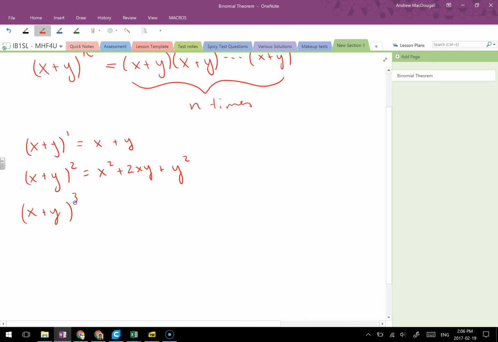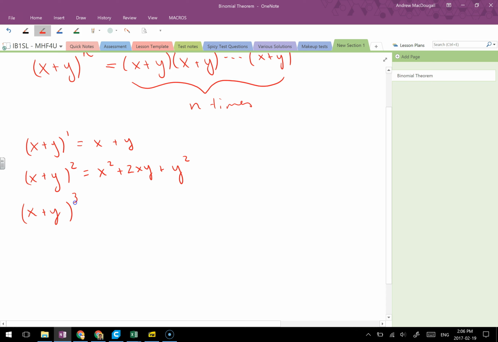So let's see, we get x cubed plus x squared y plus 2x squared y plus 2xy squared plus xy squared plus y cubed. And let's clean this up: x cubed plus 3x squared y plus 3xy squared plus y cubed. So maybe already, if we look, we see some patterns starting to emerge.